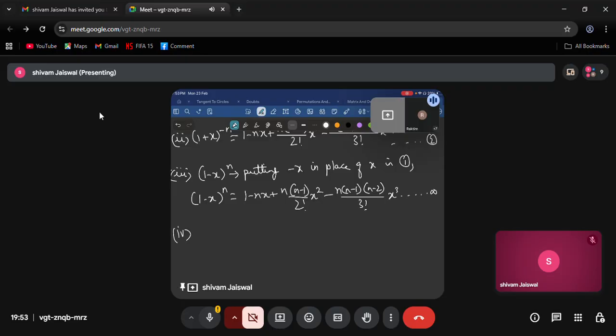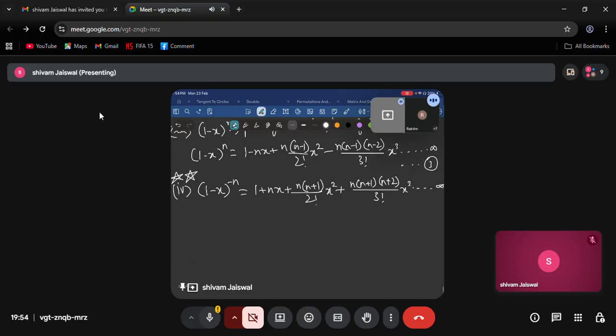Similarly, for 1 minus x whole to the power minus n, in the third equation, we need to replace n by minus n. And this fourth binomial expansion is very, very important. You see PYQs, you will understand. A lot of questions have come based on 1 minus x whole to the power minus n. So this will be equal to 1 plus nx plus n into n plus 1 by 2 factorial into x square plus n into n plus 1 into n plus 2 by 3 factorial into x cube dot dot dot.